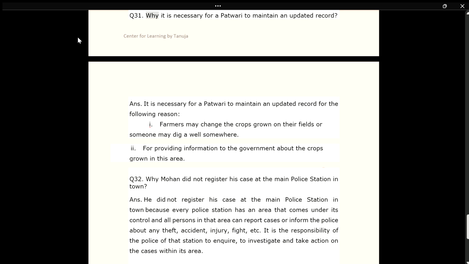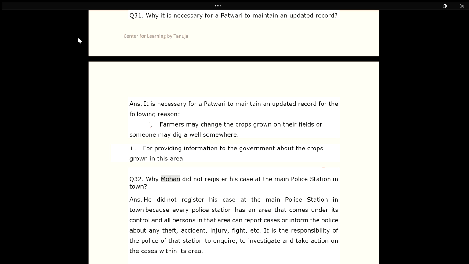Q31. Why it is necessary for a patwari to maintain an updated record? Ans. It is necessary for a patwari to maintain an updated record for the following reason. 1. Farmers may change the crops grown on their fields, or someone may dig a well somewhere. 2. For providing information to the government about the crops grown in this area.